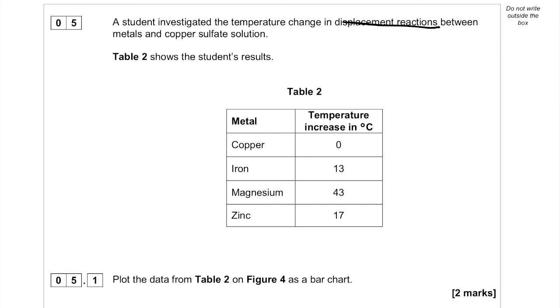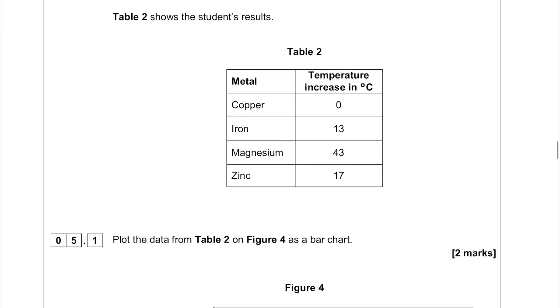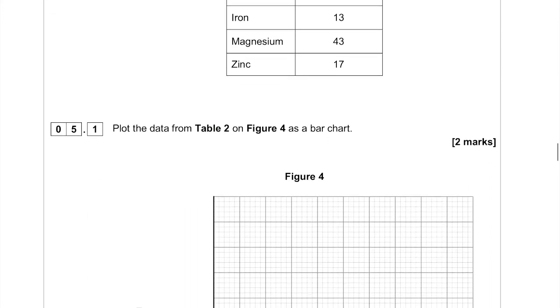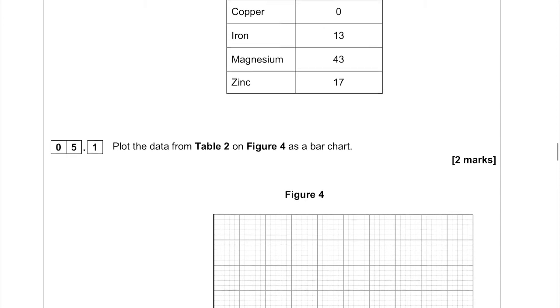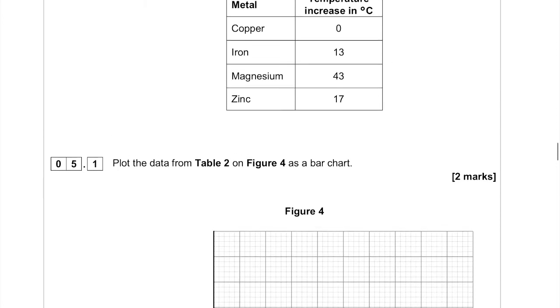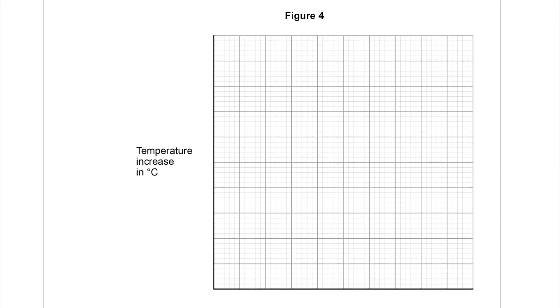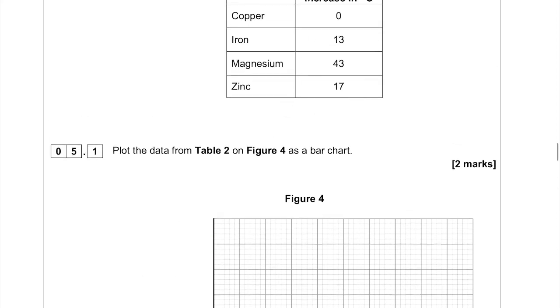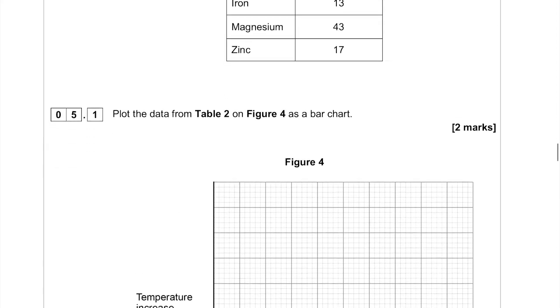Whereas zinc is just in between iron and magnesium in terms of reactivity, more towards the iron side of things, so it's a 17-degree increase. So now we're gonna plot the data from table 2 on figure 4 as a bar chart. Oh dear, I don't like plotting. So let's say we need to get up to 50.